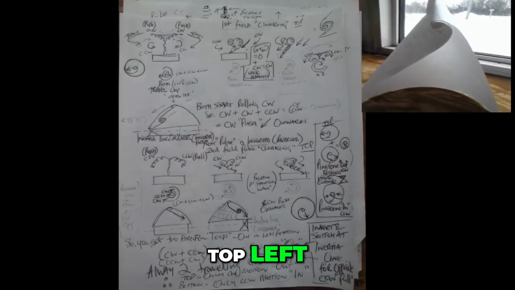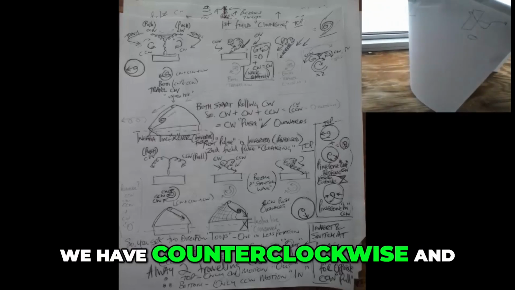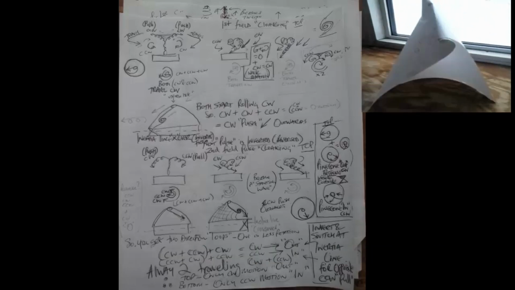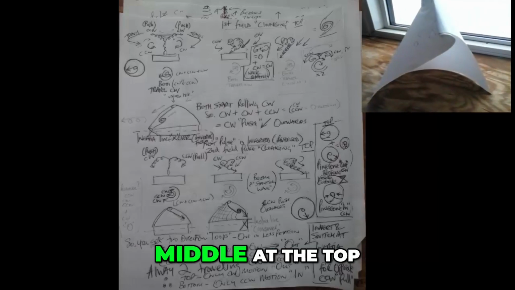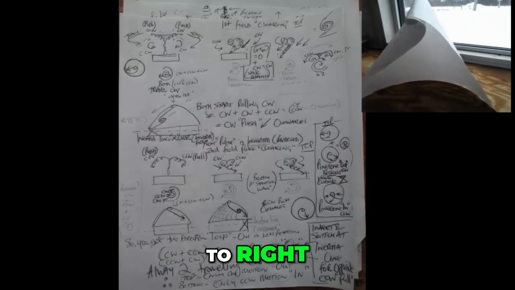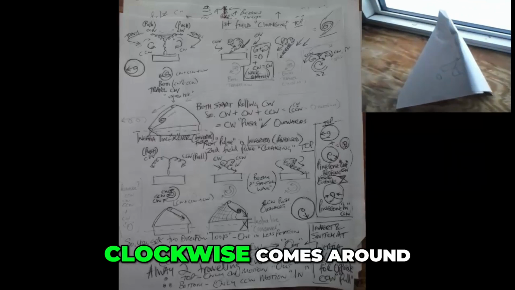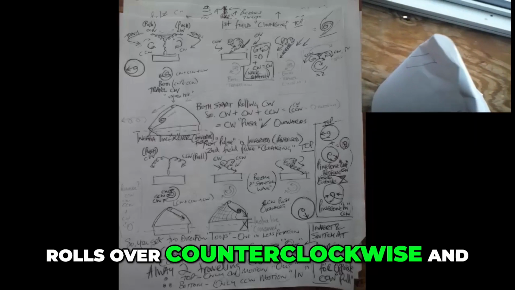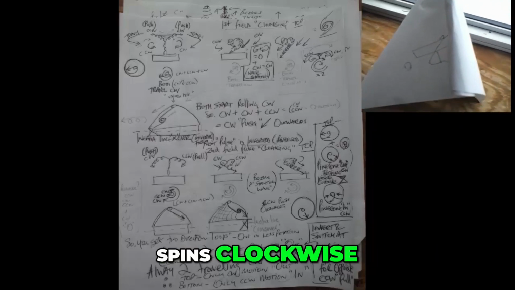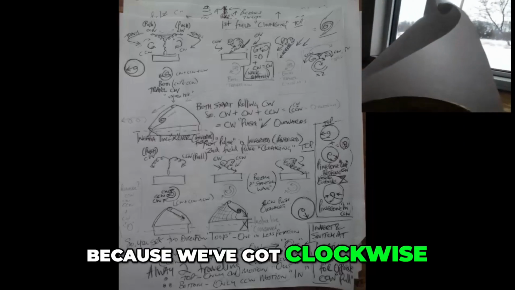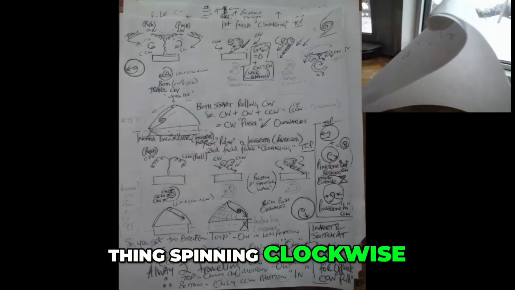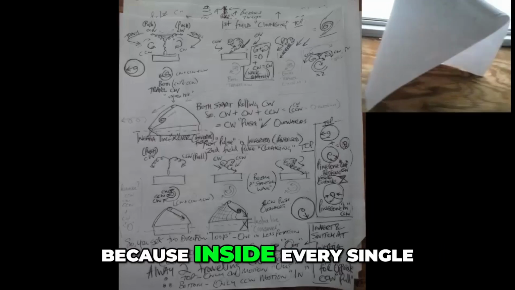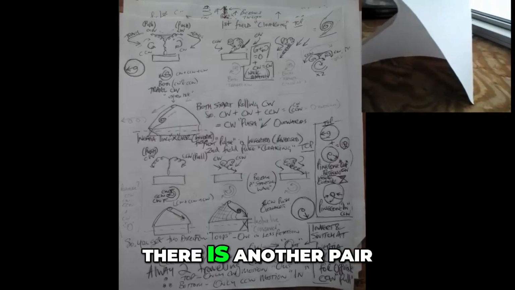Okay, top left, we have counterclockwise and clockwise rotations coming out of the magnet. Second picture in the middle at the top, and we're going from left to right. Clockwise spins around, clockwise comes around, clockwise rolls over counterclockwise and spins clockwise, because we've got the whole thing spinning clockwise, and then that splits into two, so we have counterclockwise and clockwise, because inside every single one there is another pair of doubles.